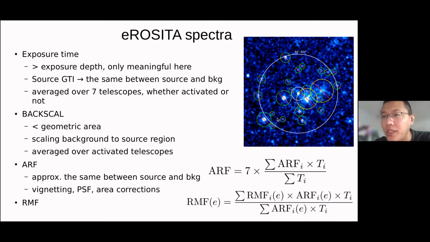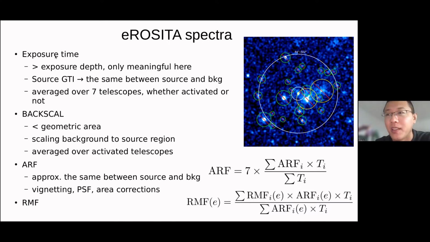Since we are using an annulus region to extract the background, we consider that the source and background have the same responses. Therefore, we only extract the response for the source. And in the source ARF, similar to that of XMM-Newton or Chandra, we apply a vignetting correction and also a PSF correction. In addition to that, we also apply an area correction, which corresponds to the difference between the effective area and the geometric area.